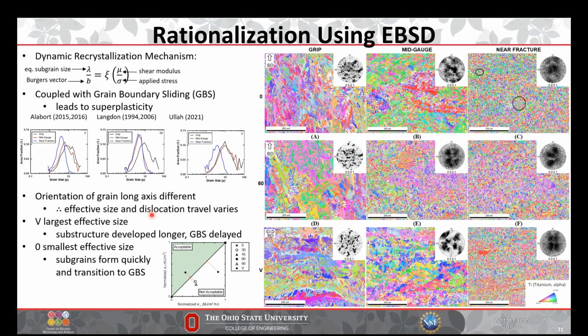So that's basically what we determined just by looking at the EBSD maps, is that the orientation of the long axis of these grains and the way that affects the effective equilibrium subgrain size is kind of the root cause for why the vertical sample is able to basically absorb more energy, take in more deformation and delay the rupture, leading to a lower minimum creep rate than the other two samples. And that's why it's acceptable, but 0 and 60 are not really acceptable, right? So with that, I think I've reached my time.